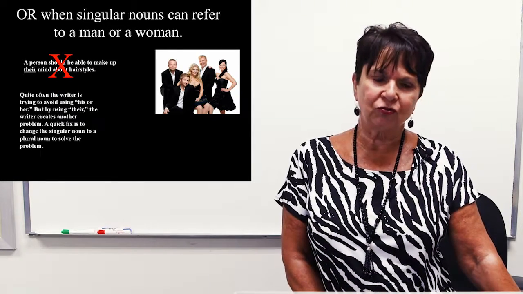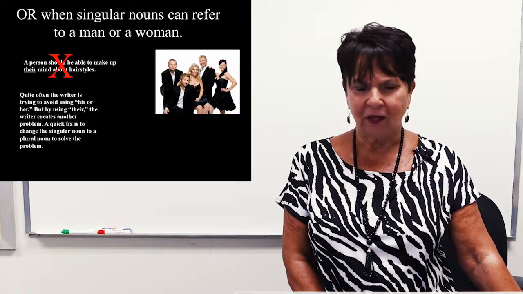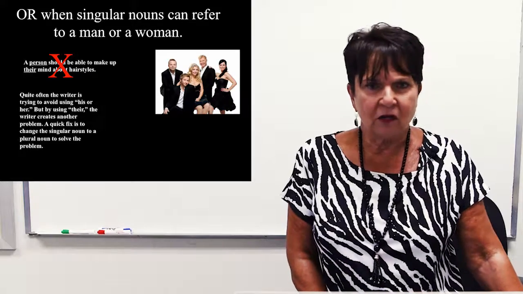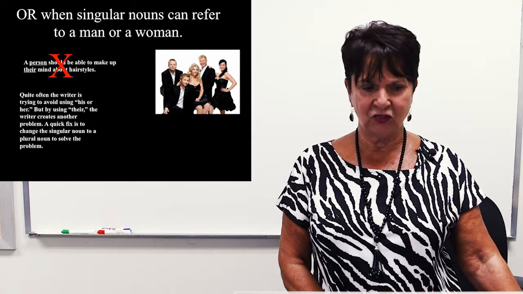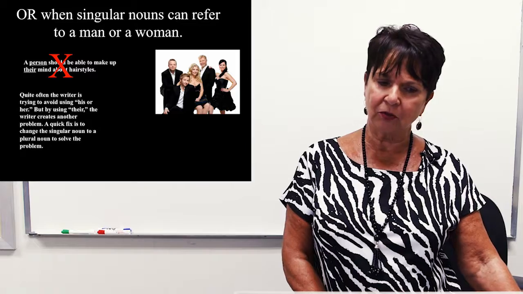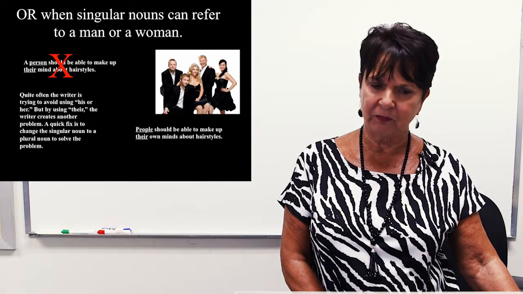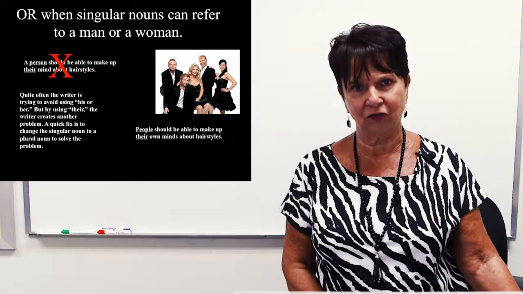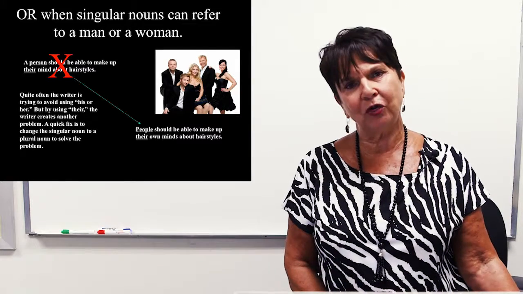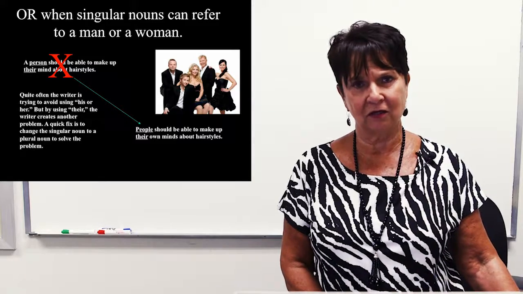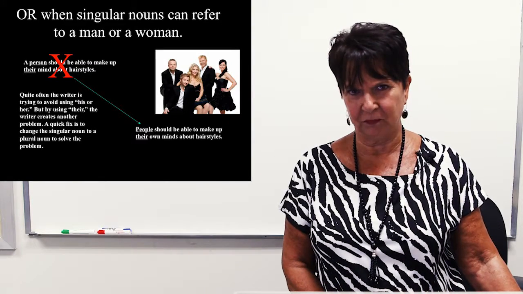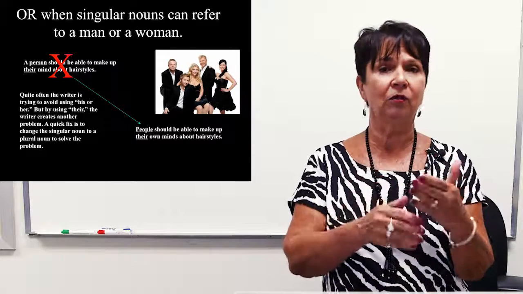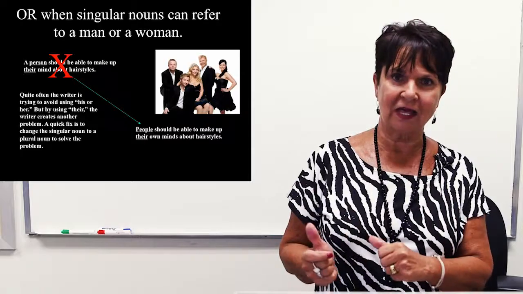Quite often the writer is trying to avoid his or her, and they decide, well, I'll just put their into the sentence. But that just creates another problem. A quick fix is to change that singular noun to a plural noun, and that usually solves the problem. People should be able to make up their own minds about hairstyles. Try to avoid using his or her in sentences. It gets to be very cumbersome. Replace it with people. Find a way to manipulate your language so that your sentence gets rid of that his or her problem.